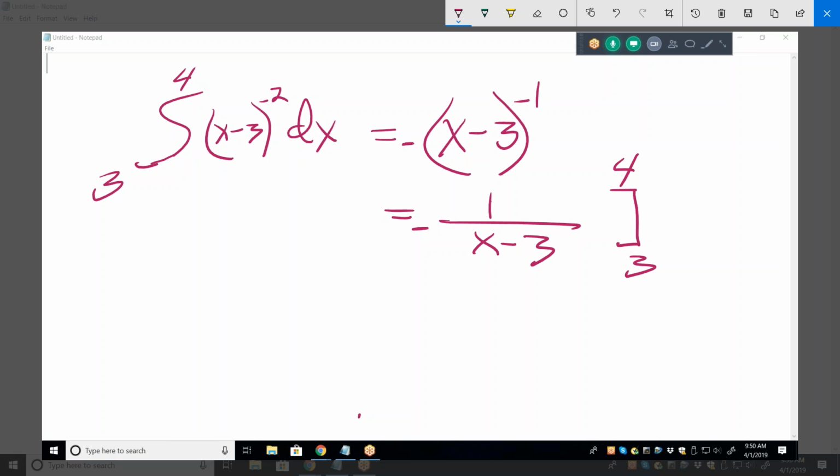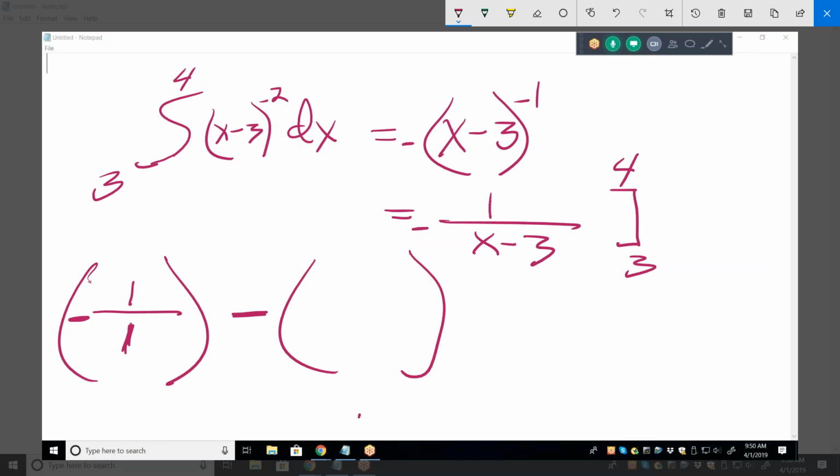So help me evaluate it. Okay, so 1 over 4 minus 3, so 1 over 1 is negative 1. Okay, so that's the top. Minus. Uh-oh. Yeah, that's going to be 1 over 0, which can't happen. Well, that's going to be infinite, right? Right. In other words, if we do substitute 3 for there, we get 1 over 0, which is infinite, and we're subtracting a negative infinity.